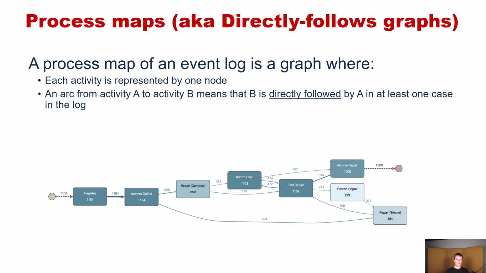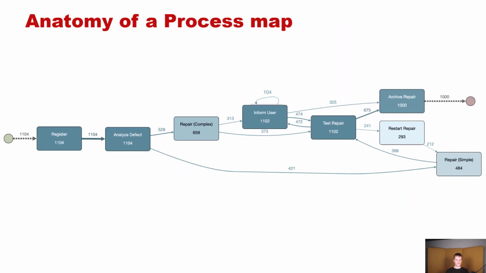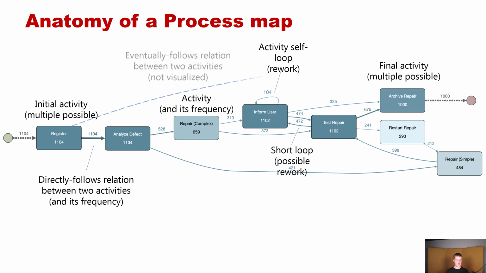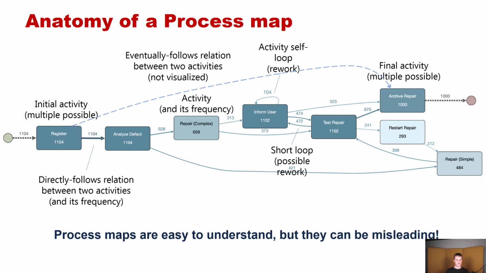A process map, as we remember from the previous lectures, is a graph where each activity is represented by one node. An arc from an activity A to activity B means that B is directly followed by A in at least one case in the log. We also remember the main elements of a process map: initial activities, directly follows relations between two activities, eventually follows relations between two activities, which are not visualized on the map actually, then the activities themselves, activity self-loops, which usually indicate reworks, short loops, which can be reworks, and final activities. Note that process maps are very easy to understand, but they can be misleading.